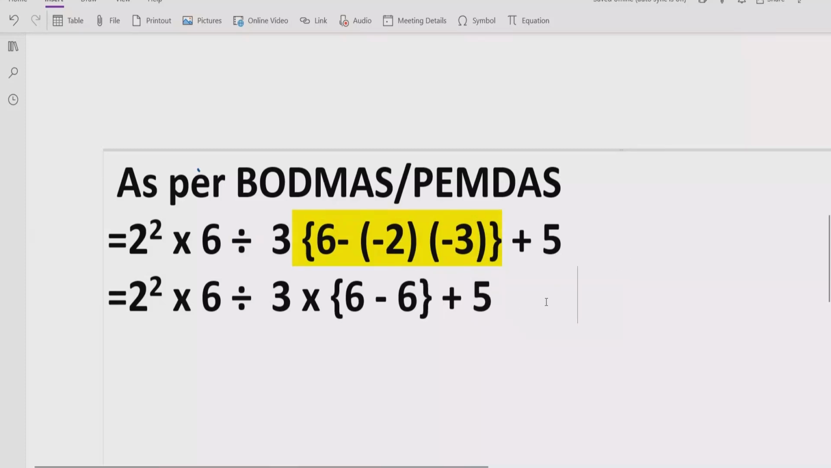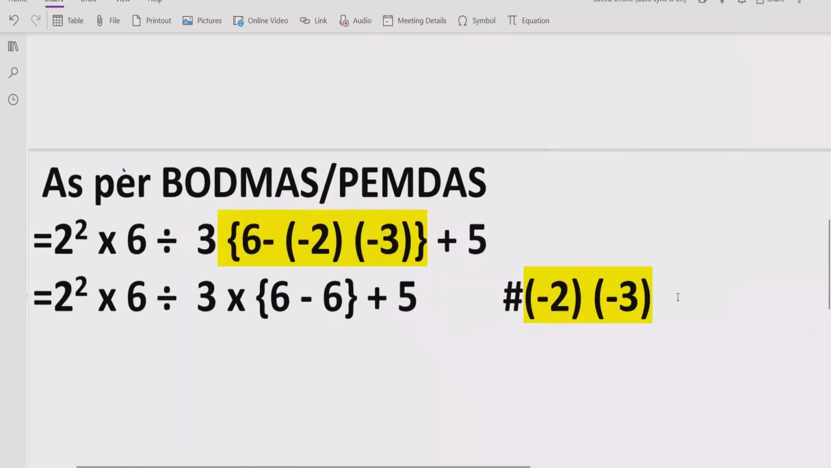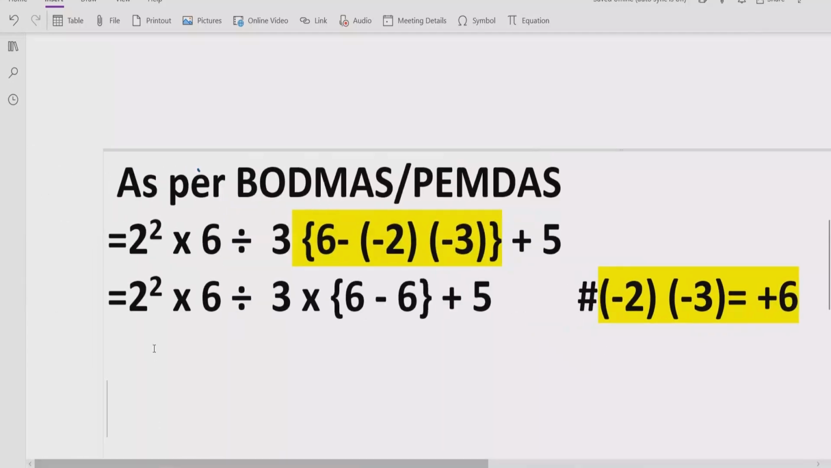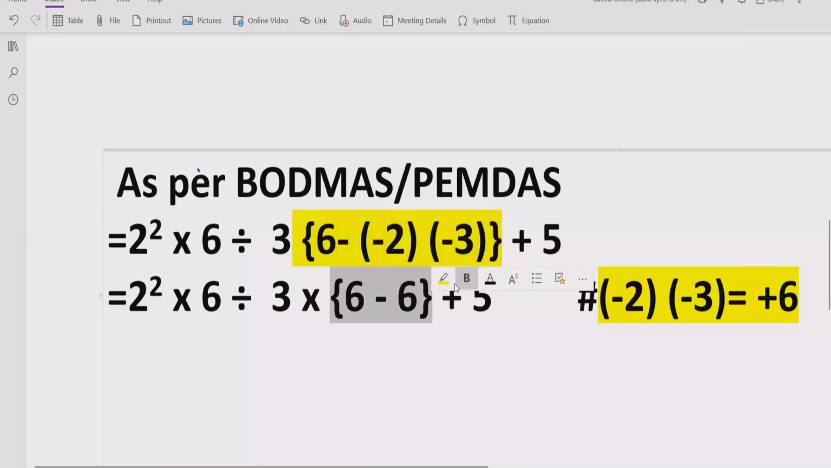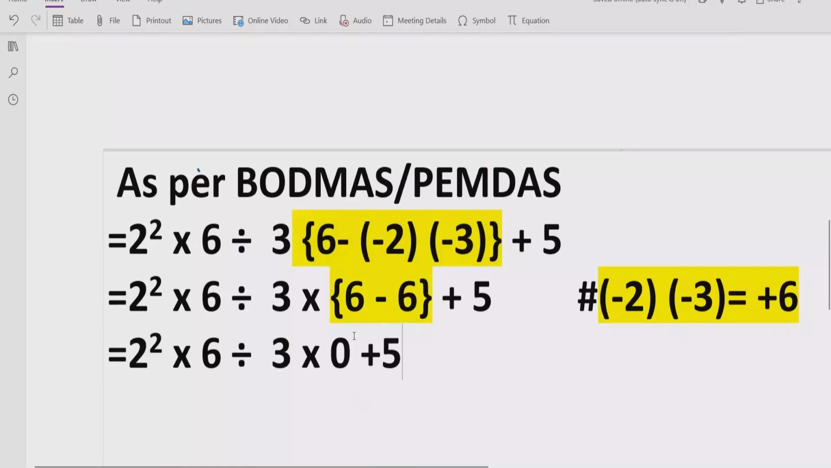Now we will give the reference here for this part: minus 2 multiplied by minus 3 equals 6, because minus times minus becomes plus, so it becomes plus 6. Now we will move forward to the next step. Again, we have another bracket, which is 6 minus 6. So we will solve this part, and the other part we will write as it is. So we will write 0 plus 5. And again the reference here: 6 minus 6 equals 0.